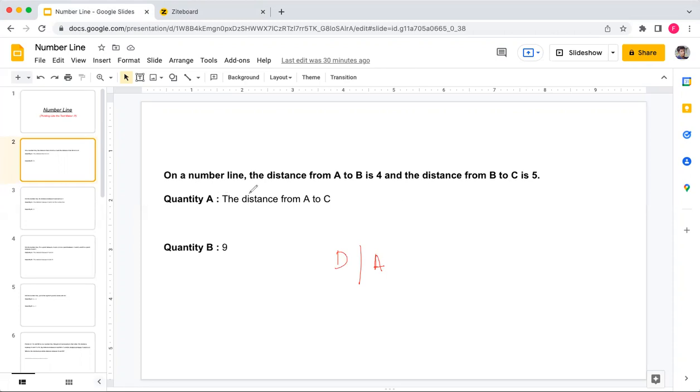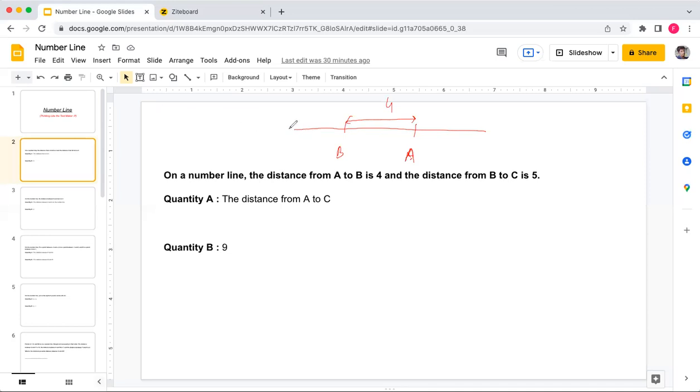It is on a number line. The distance between A and B is 4. We have a number line. Again, there is no relation between A and B in terms of the absolute distance value, whether A is greater or B is greater. So we can take A, B on both sides, doesn't matter. So let's suppose this is A, this is B, and the distance between A and B is 4, first thing. The second thing is the distance between B and C is 5.